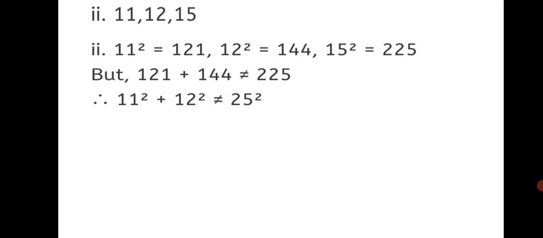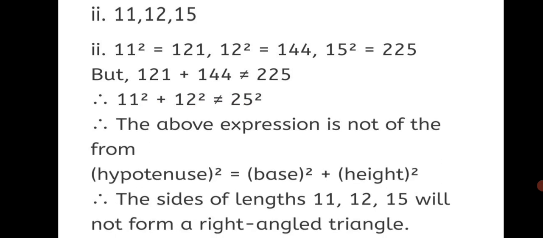15 square. In the question we have 15, here also we have 15 square. So 11 square plus 12 square is not equal to 15 square. Next, the above expression is not of the form hypotenuse square is equal to base square plus height square. Therefore, the sides of lengths 11, 12, 15 will not form a right angle triangle.